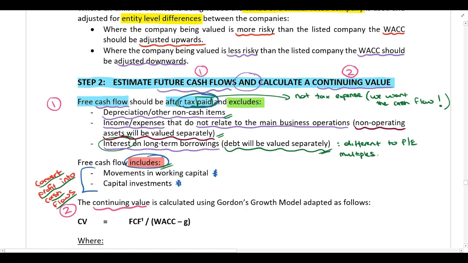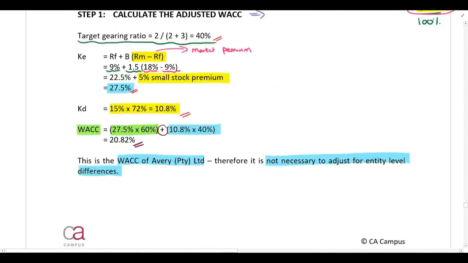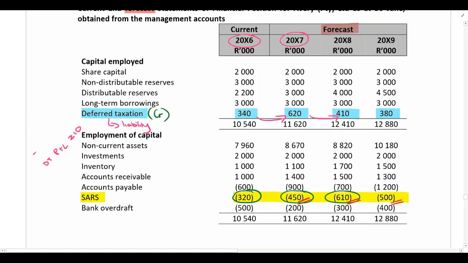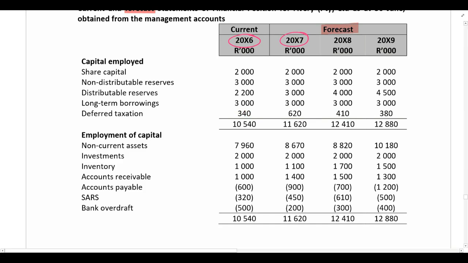So first, let's look at the movement in working capital. Go back to your statement of financial position. When we talk about working capital, we are talking about inventory, accounts receivable, and accounts payable. And you've got your balances over here for each of those years. Now, we just need to take the movement into account. So if we look at inventory first, inventory has increased by 100,000 Rand from 20x6 to 20x7. Now, if inventory increases, that means the company is buying more inventory. So if it increases, we have an outflow.